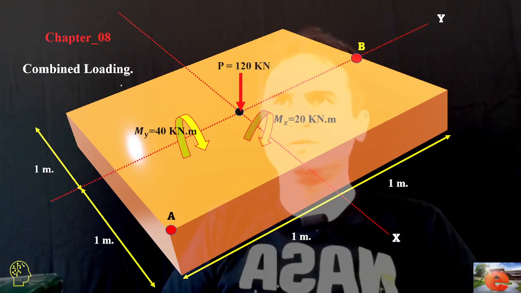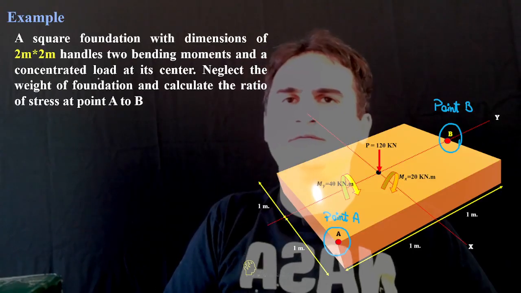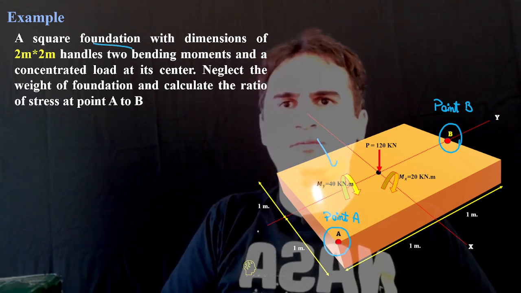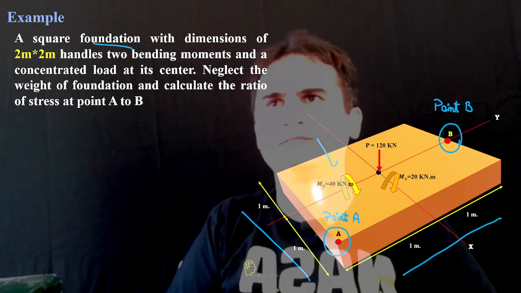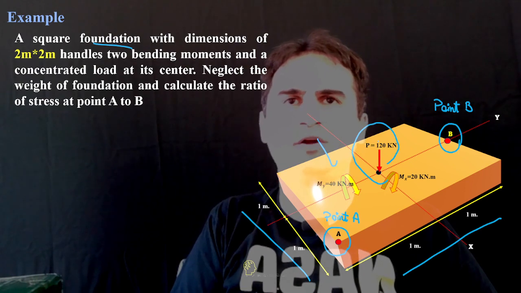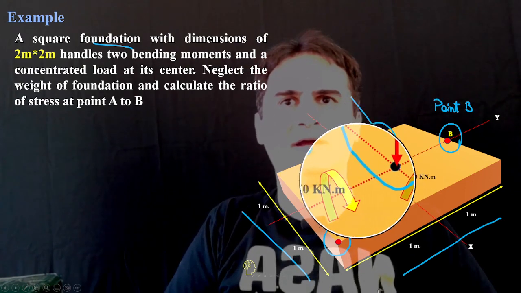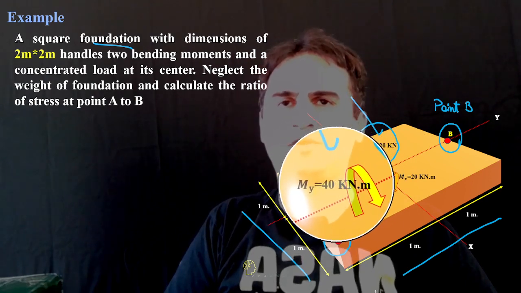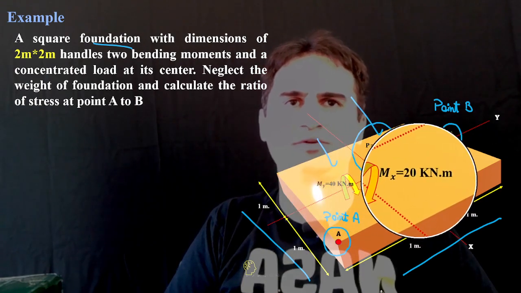Mechanics of Materials, Chapter 8, Combined Loading. In this example, we have a square foundation with dimensions of 2 meters by 2 meters, which handles a concentrated load of 120 kilonewtons at its center and two bending moments about both axes: My is 40 kilonewton meters and Mx is 20 kilonewton meters.